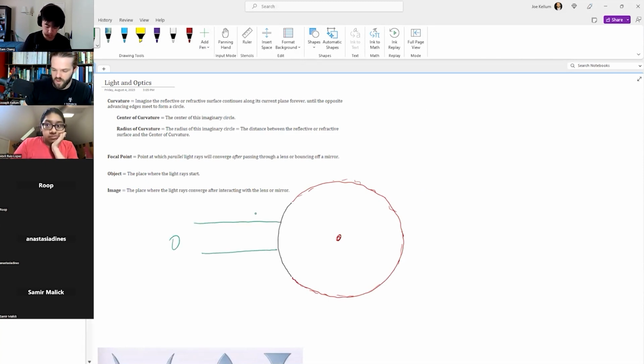So your object would be over here, and then your image is going to be wherever the image forms. We'll come back to that in a second. Wherever the light rays converge is where the image forms. So we'll come back to that in a minute.